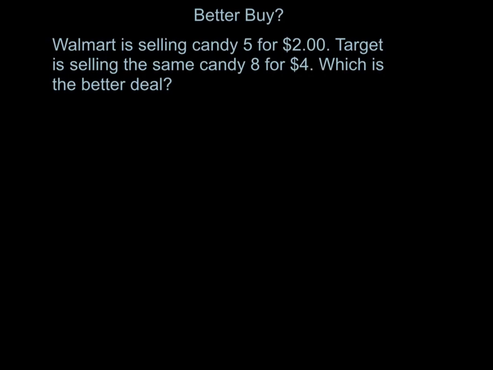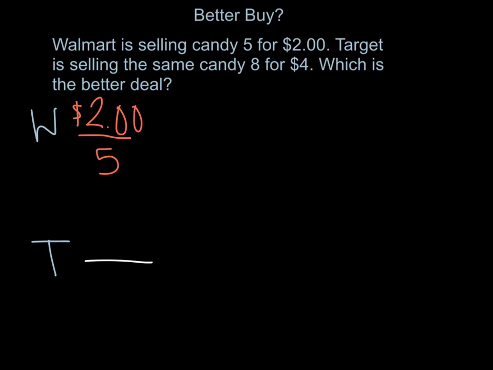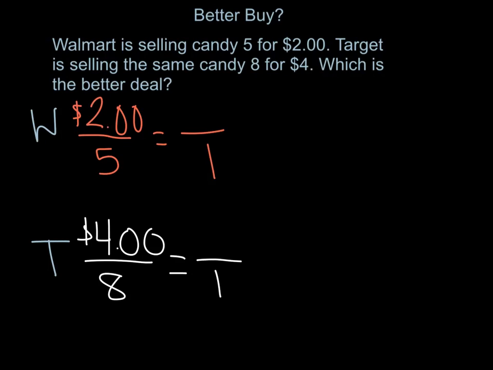So here we're going to set up two different ratios. So first we will look at Walmart, and then we will look at Target. So at Walmart, we're going to set up a ratio, $2. They're selling at $2 for 5 candies. And at Target, the same candies, you get 8 for $4. Now we are going to use our unit rate to figure out what the better deal is. Again, we want ones on the bottom because that's what a unit rate is, a number out of 1.